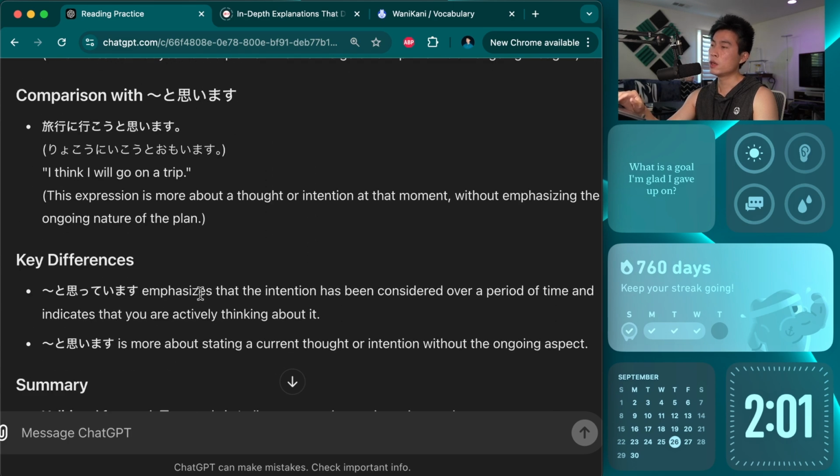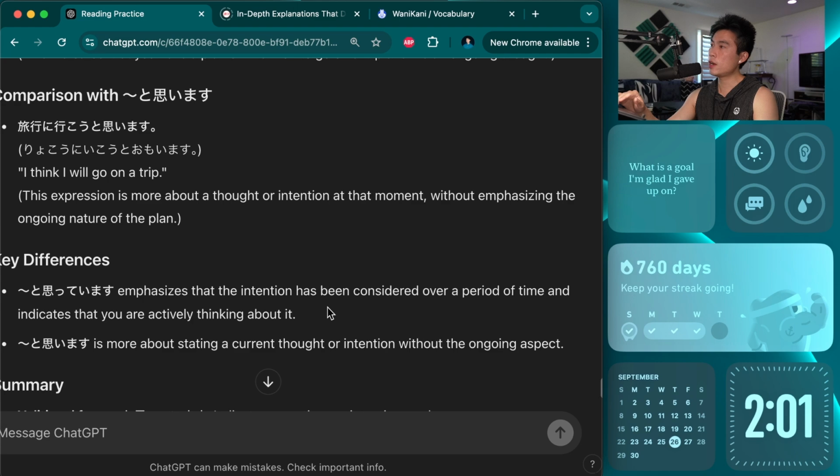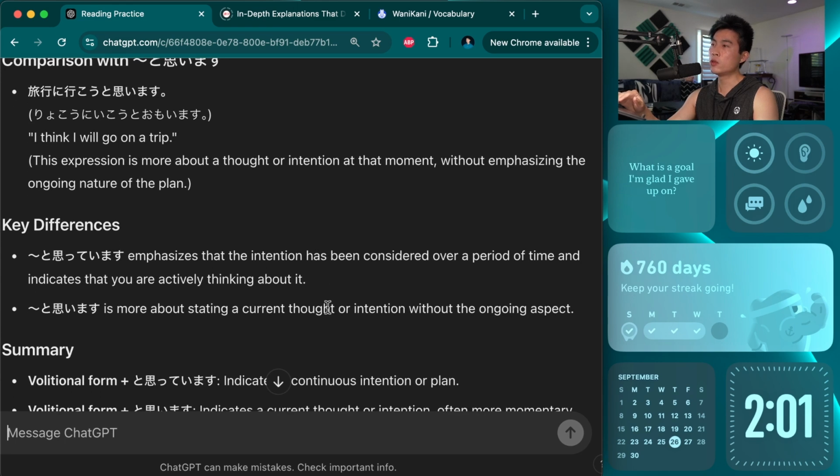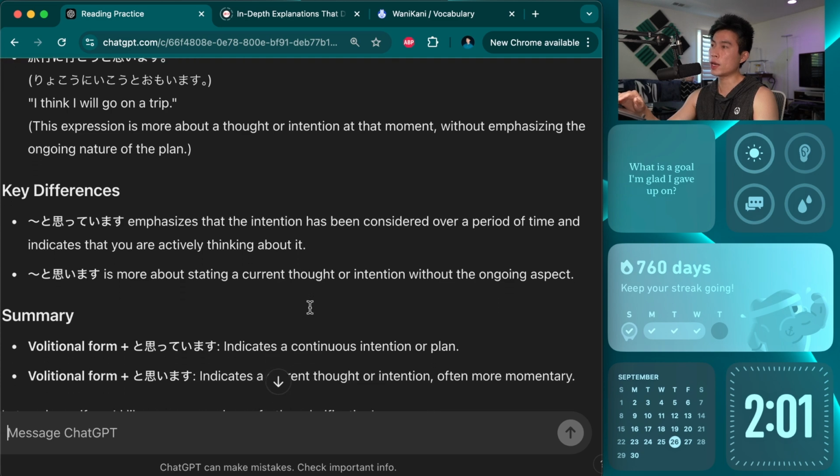Key differences: to omoimasu versus to omotteimasu. Omotteimasu emphasizes the intention has been considered over a period of time and indicates that you are actively thinking about it. To omoimasu is about stating a current thought or intention without the ongoing aspect.